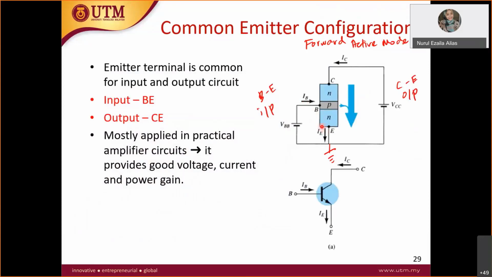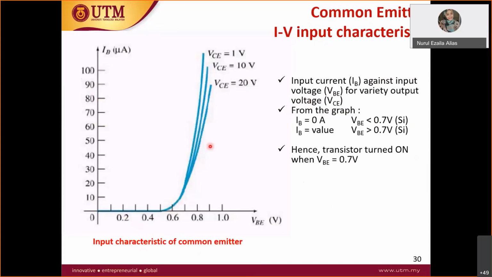When you increase the voltage VBE, what happens to the current IB? So this is how it looks like. When you increase it, it will reach a knee voltage, and the current will start increasing. But like I said, current IB is very, very small, in the scale of microampere.